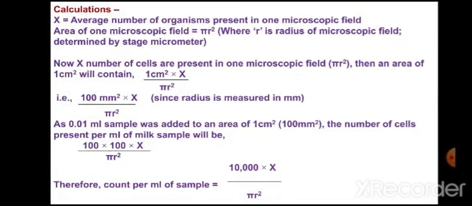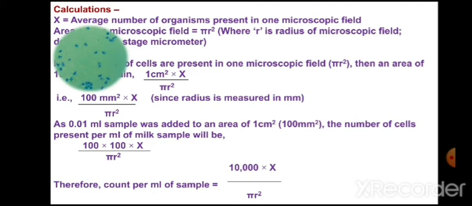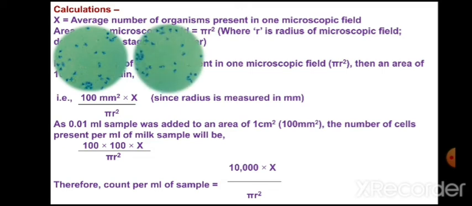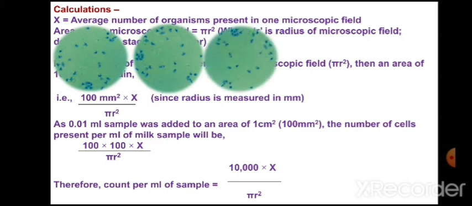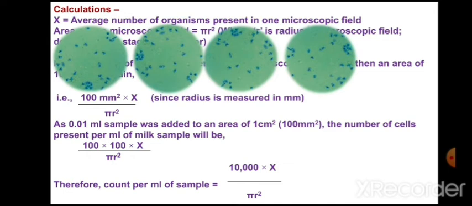Now in the protocol, I have told you that you have to move your slide in a particular zigzag spiral fashion, and you have to examine at least 10 microscopic fields. So count the number of cells present in the first microscopic field, move on to the next one, count the number of cells present in the second microscopic field, third microscopic field, fourth microscopic field, and so on and so forth. At least 10 microscopic fields you need to examine, and then take the average of that.